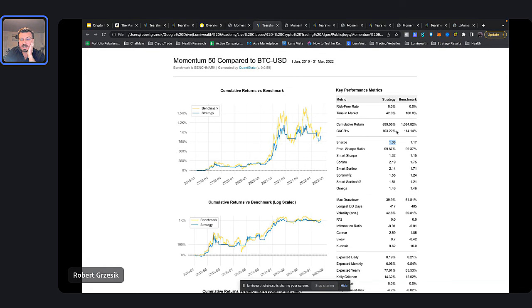Okay, so for 50 days, we made about 900% returns, Sharpe ratio of 1.36, right? Max drawdown, negative 40%. If we had 70 days, our returns go up a lot, right? We get a much better return.